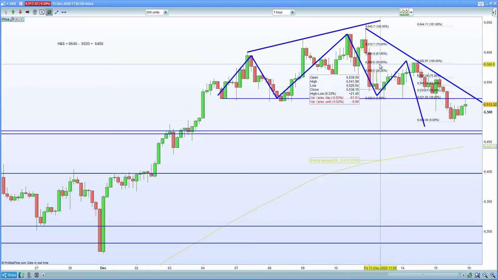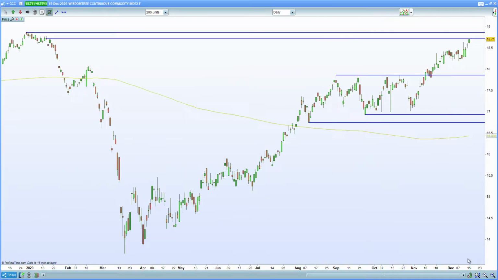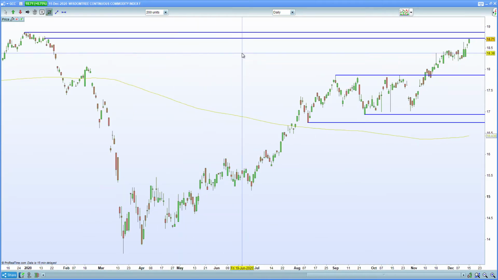Fundamentally, in terms of the bearish argument, copper is into resistance, oil is into resistance. The actual Wisdom Tree, if I bring up the Wisdom Tree, as you can see here, this is a commodity index, okay, which is quite popular, and that also, as you can see, is into resistance as well.